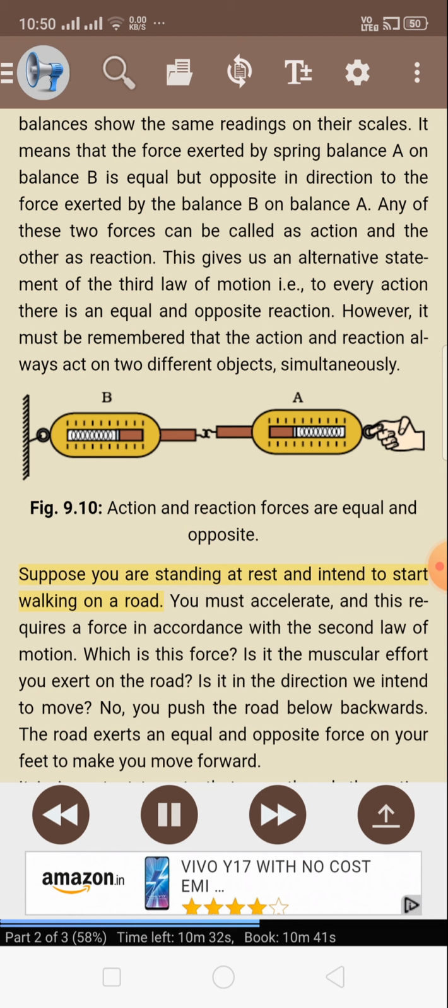Suppose you are standing at rest and intend to start walking on a road. You must accelerate, and this requires a force in accordance with the second law of motion. Which is this force? Is it the muscular effort you exert on the road? Is it in the direction we intend to move? No, you push the road below backwards. The road exerts an equal and opposite force on your feet to make you move forward.